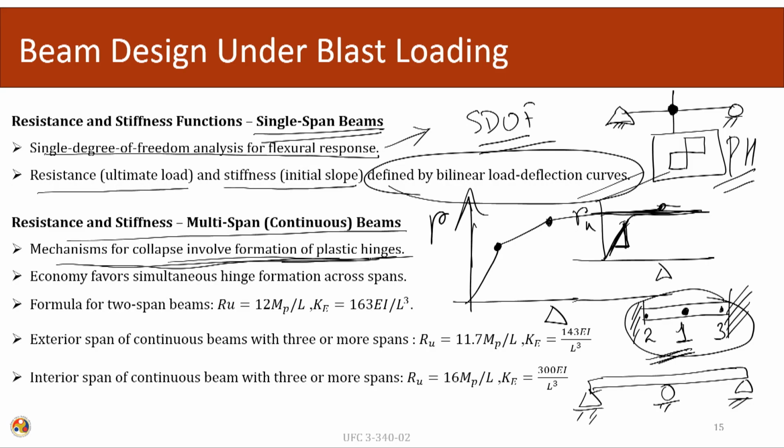So the mechanism of collapse involves the formation of plastic hinges. Here one plastic hinge will be formed, and here multiple plastic hinges will be required. So economy favors simultaneous hinge formation along the span.